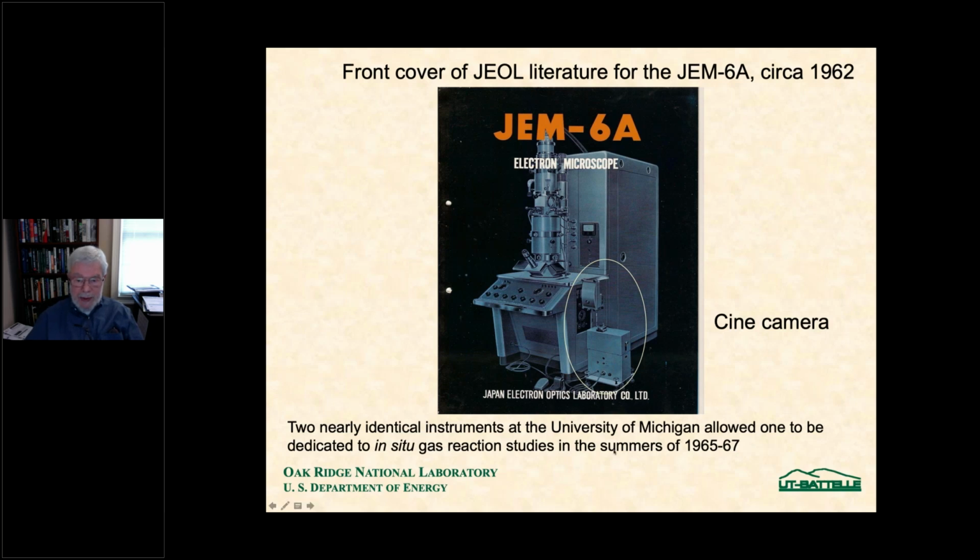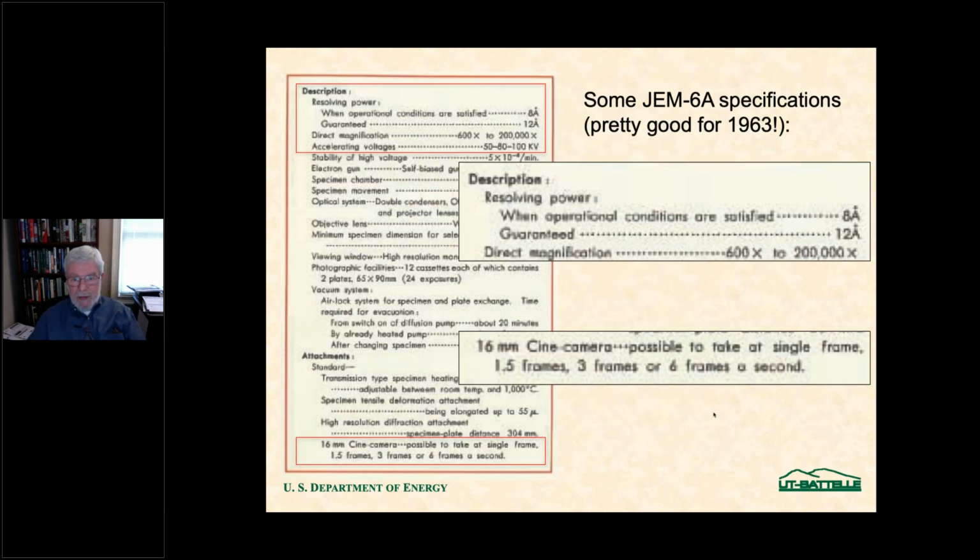So that led to work that was done starting in the summer of 1965, after I became the primary operator of the microscope during those studies. Pretty good for 1963: GEM 6A specifications, guaranteed resolution of 12 angstroms. I say in your dreams on a good day, and that was definitely not in making cine movies, hard coupled to the column of the microscope.